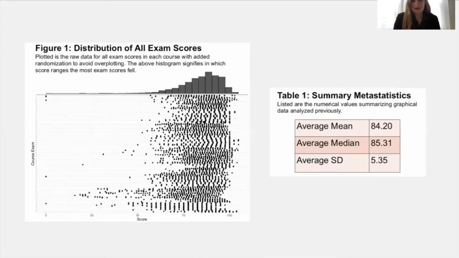Just visually looking at the graph, it appears that the highest bar is somewhere around 85. And when you go to table 1 in our summary metastatistics, we see that the average mean for all exam scores was in fact an 84.2. So by this, we know that looking graphically at this large scale data set actually can yield some useful and statistically sound results.